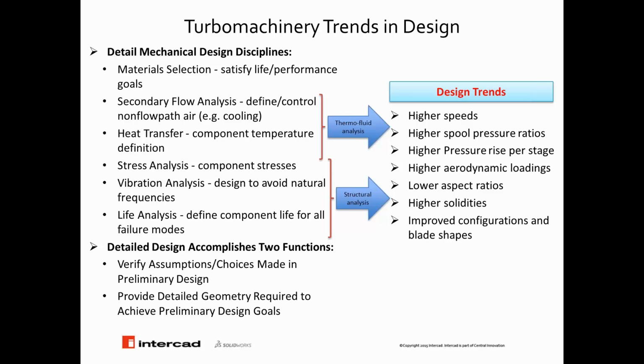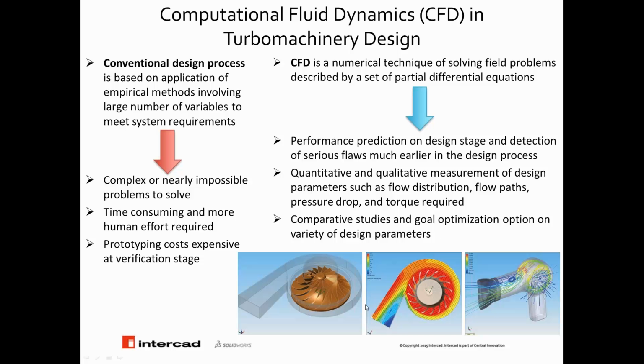Now, considering what we have reviewed, there is a method we call conventional design, where you are using empirical methods involving a large number of variables to meet the system requirements. If you go in that direction, we are almost facing a very complex problem. In some cases, in a 3D form, it's not possible to solve analytically. It is very time consuming and requires a lot of human effort.